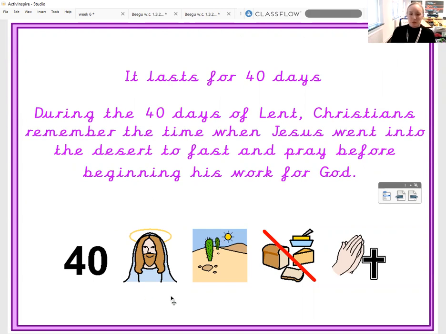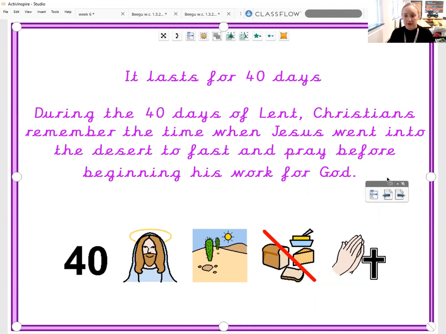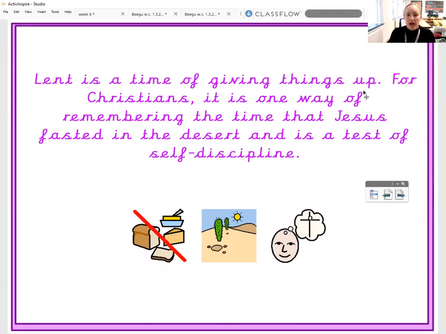Okay? And when you are fasting, remember, that means you are not eating and you are not drinking. So Jesus gave up a lot of things in preparation for him to work for God. So this is a period of time that Christians like to also take part in. So Lent is seen as a time when people give things up. And for Christians, it's a way of remembering the time that Jesus also fasted in the desert, like we've just talked about, and it's a test of self-discipline.